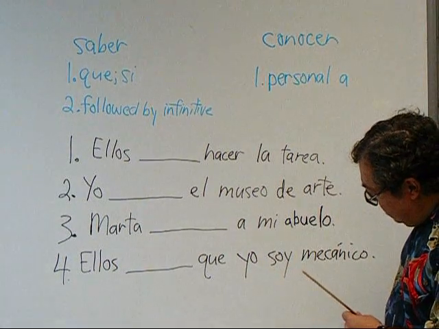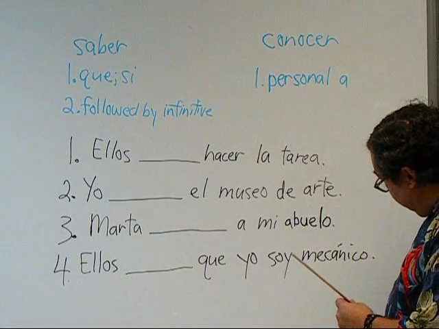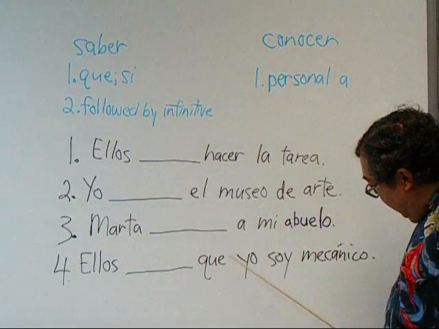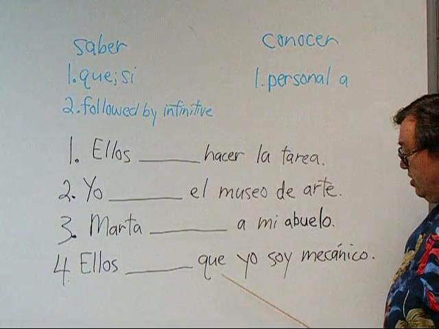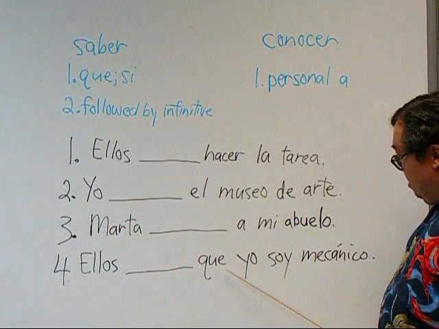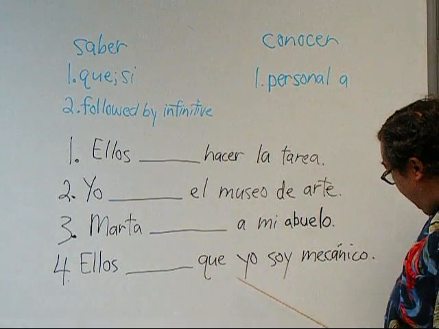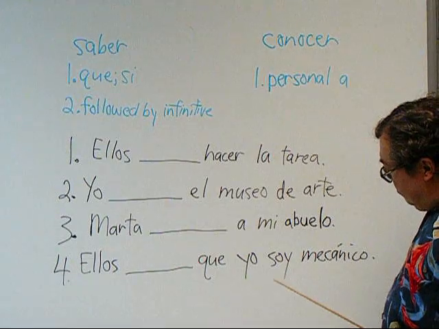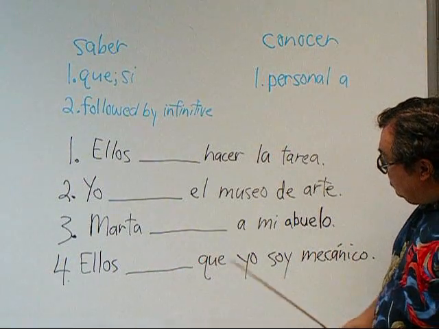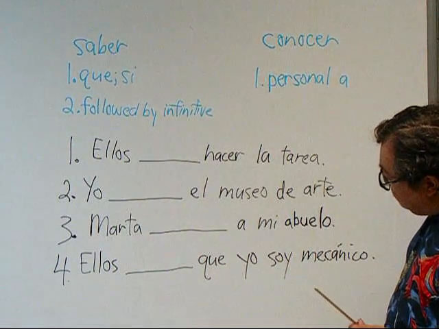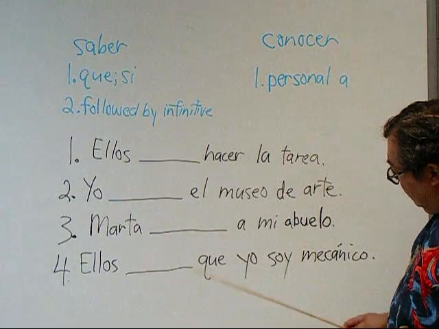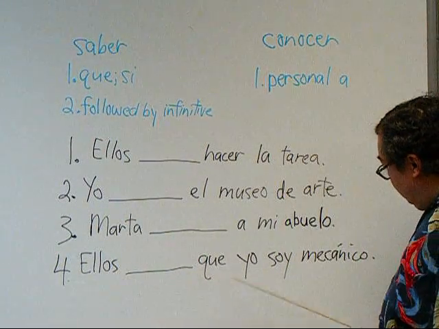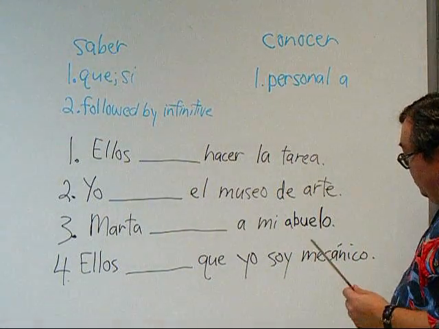Okay, let's look at the last one. Ellos blank que yo soy mecánico. Look, there's my que, my that. So that means I'm talking about facts, figures, or information. They know that I am a mechanic. Okay, so I need the verb saber, and my subject is ellos. Okay, that's actually the same answer as number one, isn't it? S-A-B-E-N. Ellos saben que yo soy mecánico.